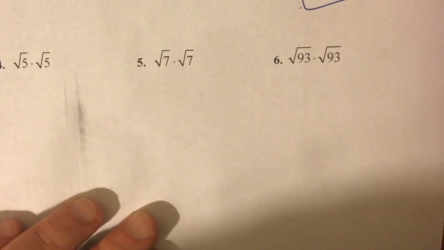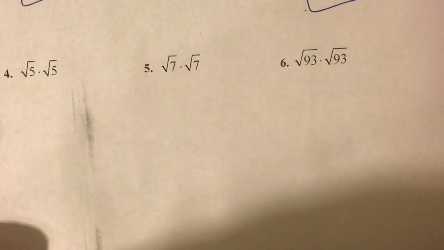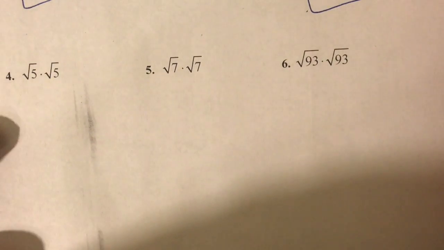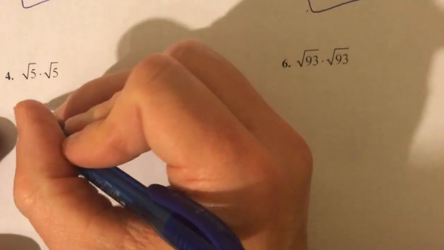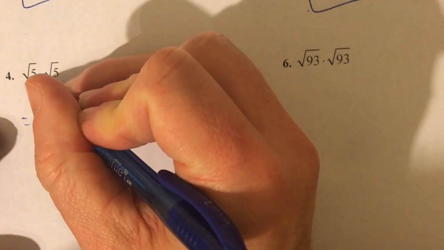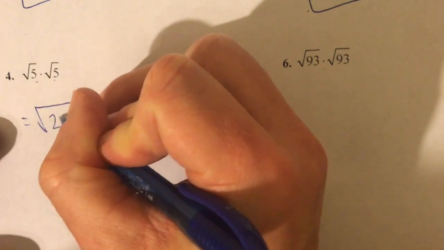All right. Now let's take a look at these. These actually are pretty easy, but you might notice something that we're really going for here. Root 5 times root 5 is root 5 times 5, which is 25.